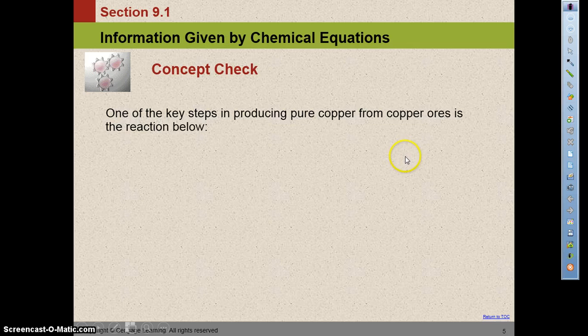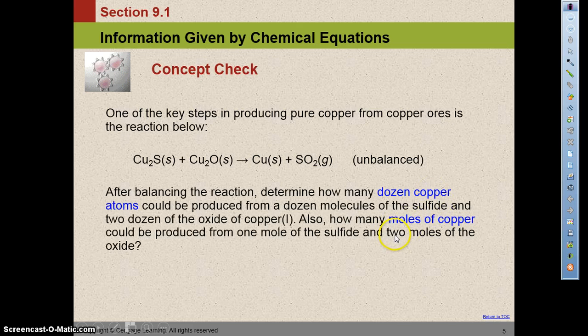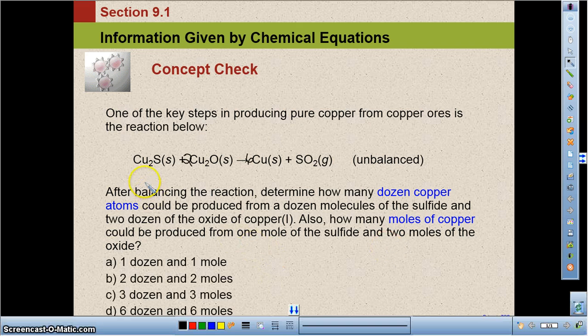One of the key steps in producing pure copper from copper ores is this reaction, and it's unbalanced. After balancing the reaction, determine how many dozen copper atoms would be produced from a dozen molecules of the sulfide and 2 dozen of the oxide. Also, how many moles of copper could be produced from 1 mole of the sulfide and 2 moles of the oxide? We can balance the reaction by putting a 2 in front of the copper(I) oxide and a 6 in front of the copper.